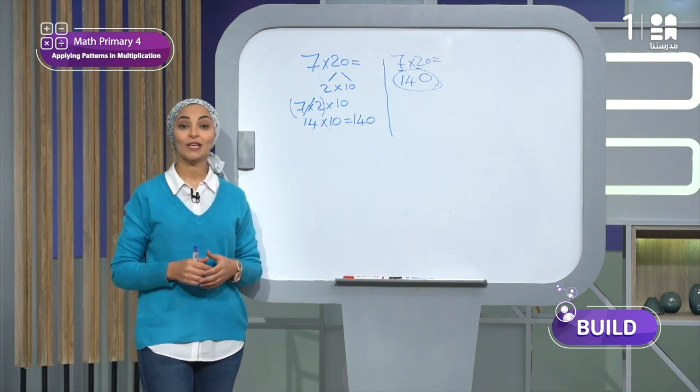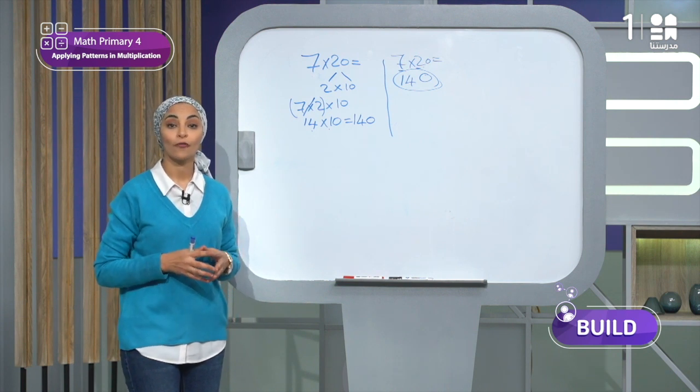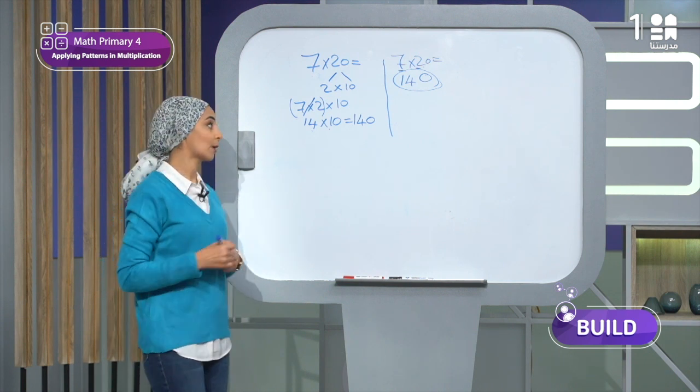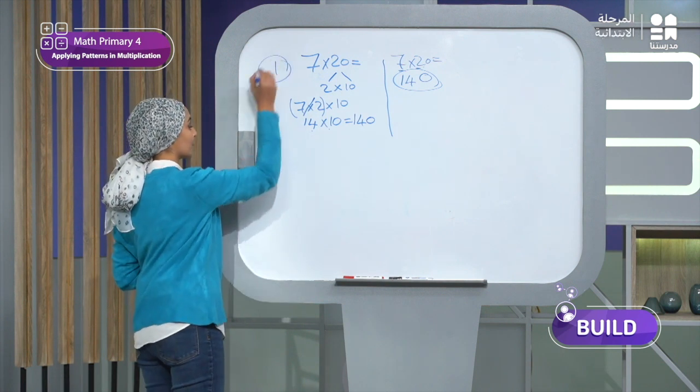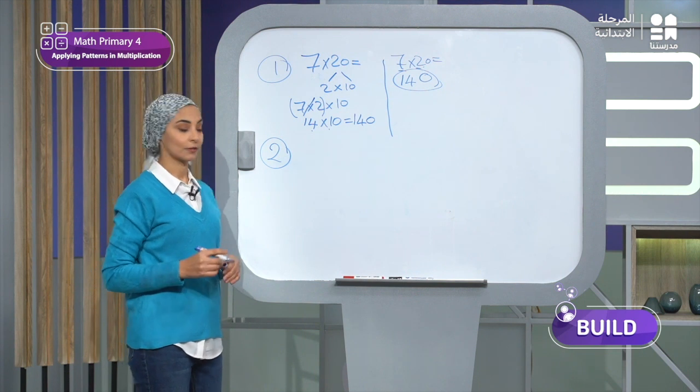In the same way you can solve problem number 1. We need to find the product of 5 times 50. Let's do another problem. So this is the first one. Let's move to problem number 2. Here I have 5 times 50.